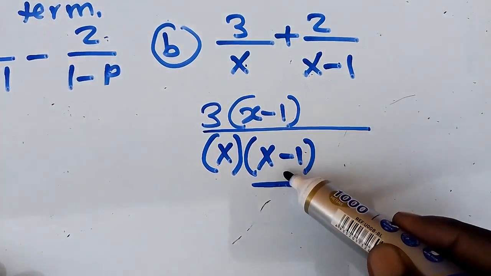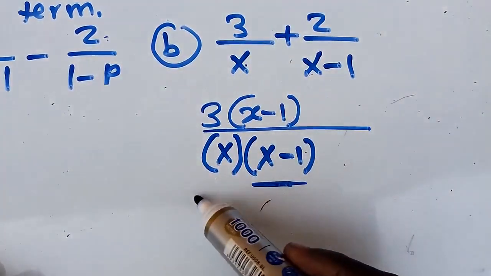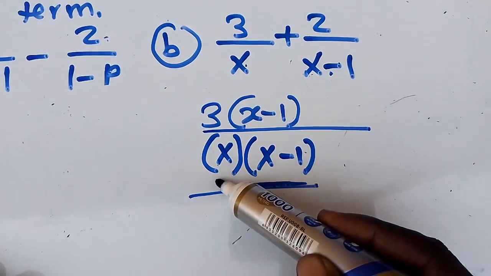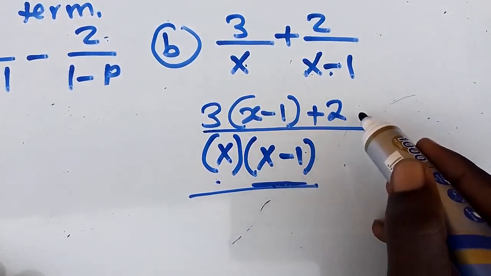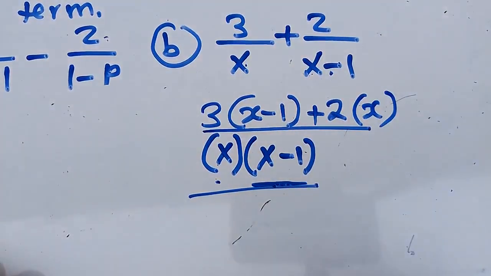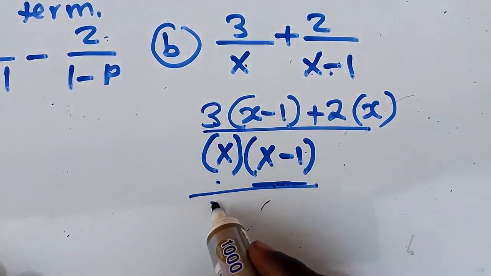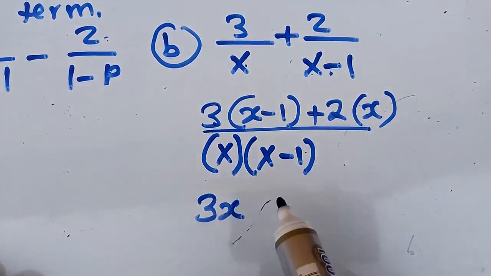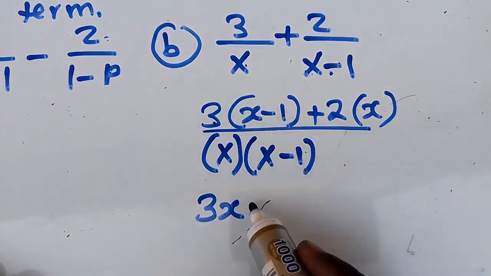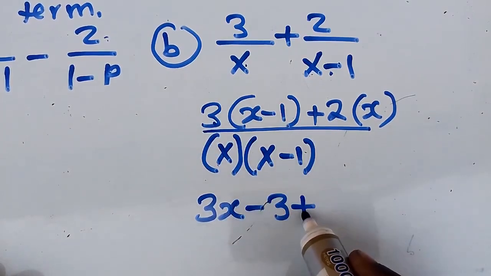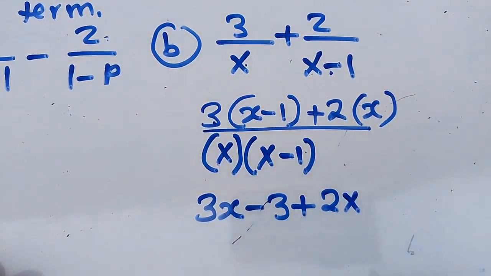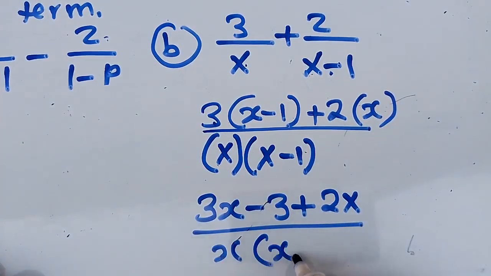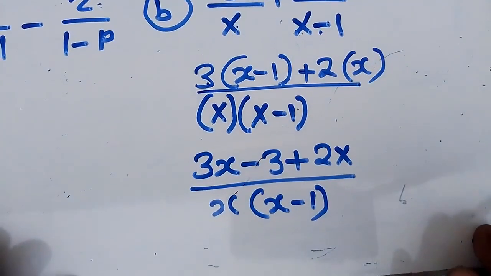Then this into that. What are you going to have? This into the whole thing here. You discover that this and that will be cancelled. You are going to have x. So plus 2 times the x. 3 times x is 3x. 3 times negative 1, negative 3. Plus 2x. Have you seen? Over what? I've got x, then x minus 1. This is what I'm going to have.